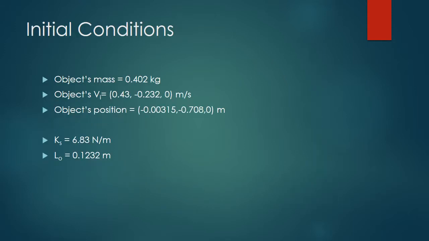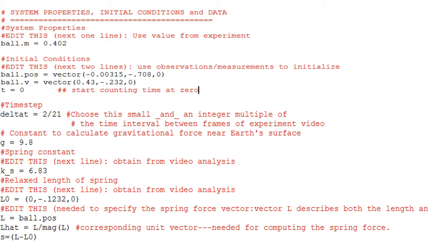These are the initial conditions. The object's mass, initial velocity, and initial position are all shown. I use the given values for the spring constant and relaxed length as well. The next step is to plug in those values to the Python code. This is what the initial conditions section of my Lab 4 code looks like.